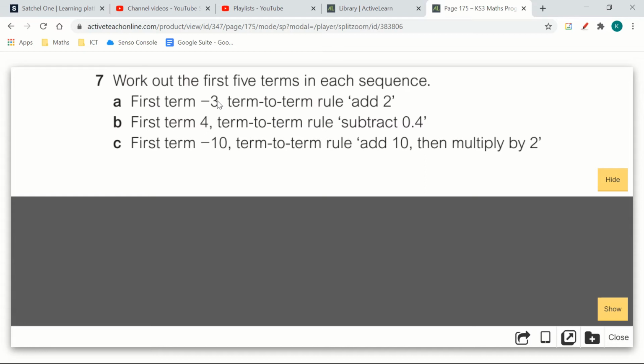And look at -3, so start on -3, and then when we add 2, we go 2 to the right. So what number is 2 to the right? And it should be -1. So the first term is negative 3, the next term is negative 1. And what's 2 to the right of negative 1? You should see that as positive 1. And then carry on and work it from there. So pause the video.